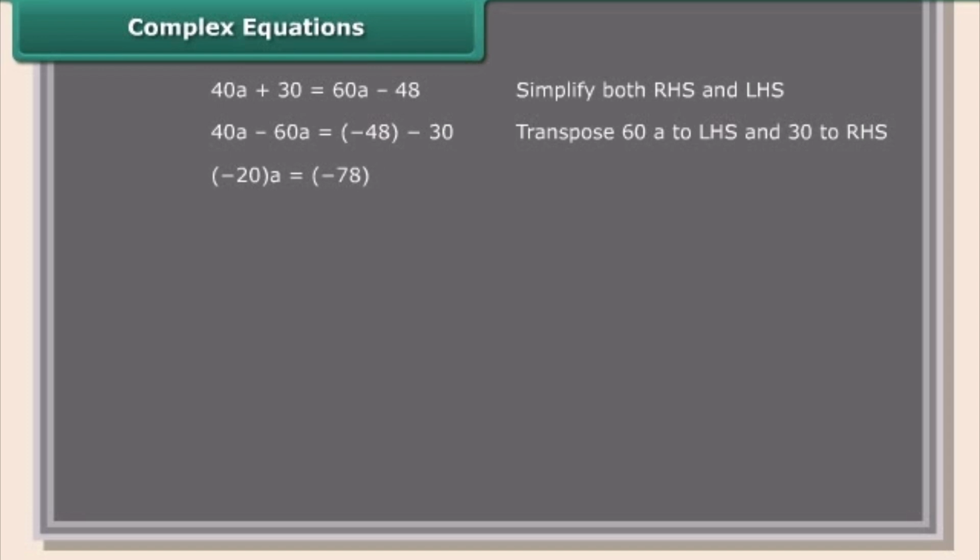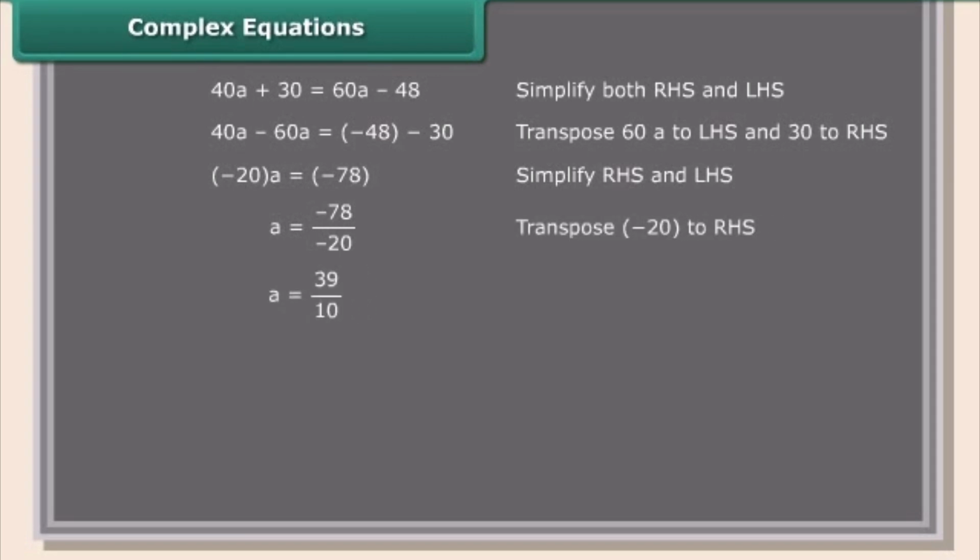Minus 20A is equal to minus 78. Simplify RHS and LHS. A is equal to minus 78 upon minus 20. Transpose minus 20 to RHS. A is equal to 39 upon 10. Reduce the answer into its lowest term.